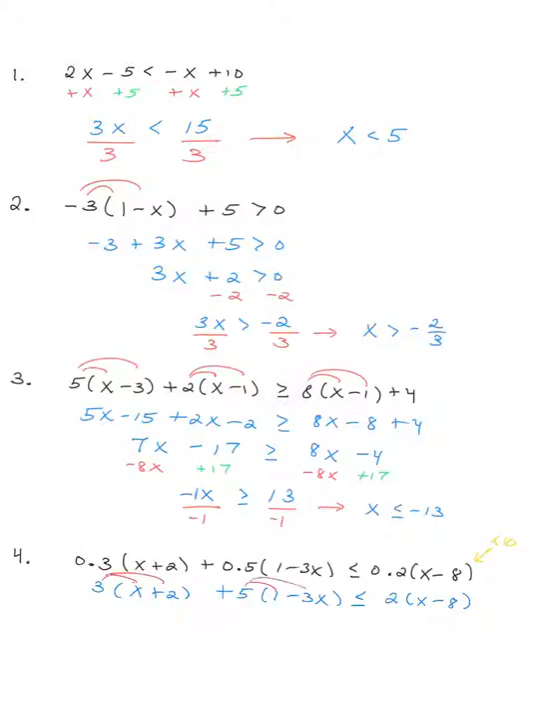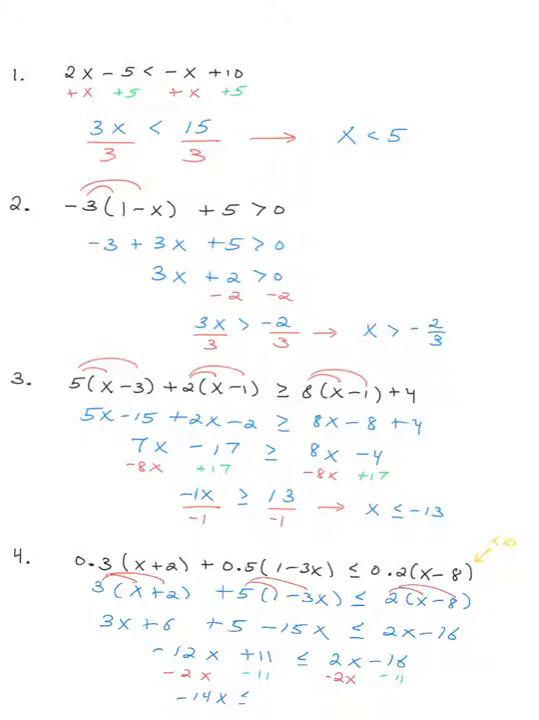I'll distribute in the 3, the 5, and the 2. So we get 3x plus 6 plus 5 minus 15x is less than or equal to 2x minus 16. If I combine like terms, we get negative 12x plus 11, that's less than or equal to 2x minus 16. I think I will subtract 2x as well as subtract 11. And we get negative 14x is less than or equal to negative 27.